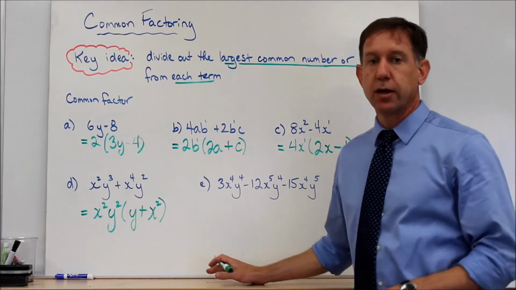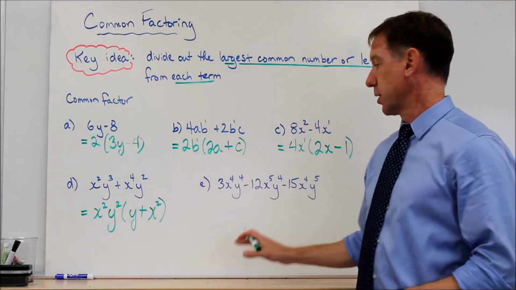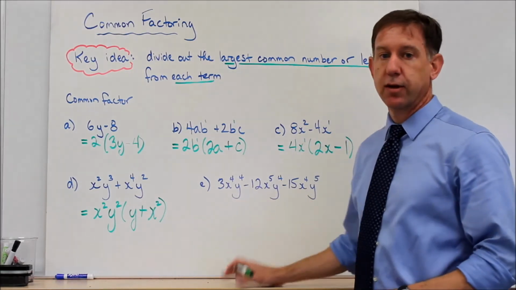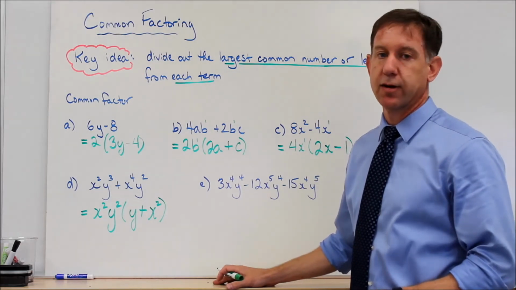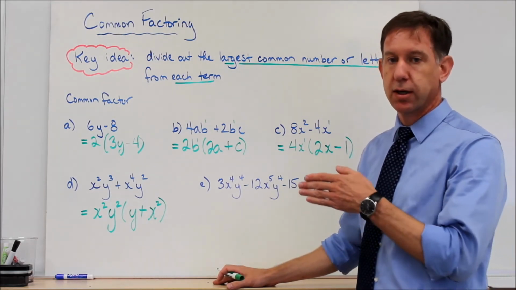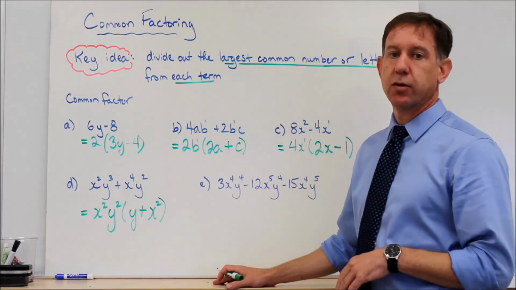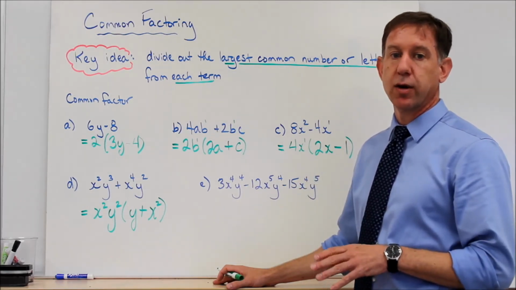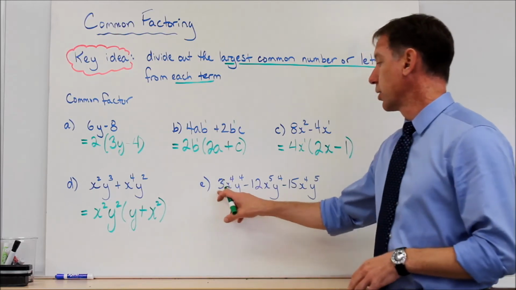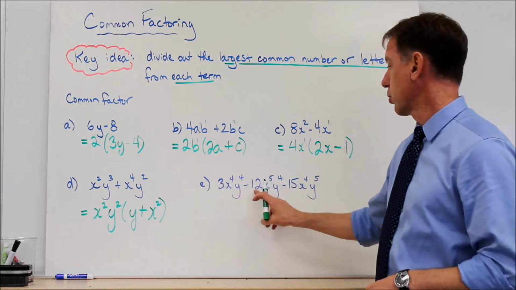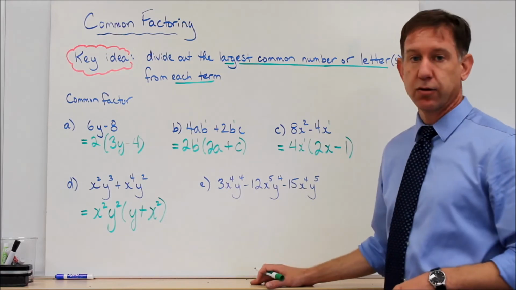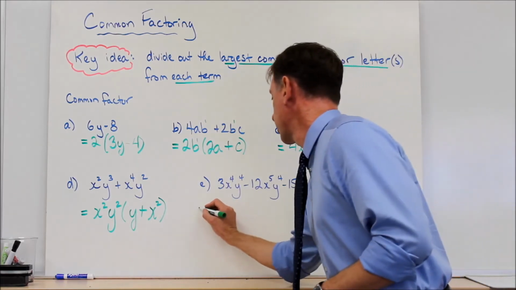E, probably as complicated as you're going to get. There's lots of numbers and letters to deal with here, but the process is still exactly the same. You look at each part individually, start with your numbers, go through each letter, determine what is the common factor, and then go ahead and divide them out. So looking across the numbers here, a 3, a 12, and a 15. Looks like a 3 can be divided out in each term, so we'll start with that.